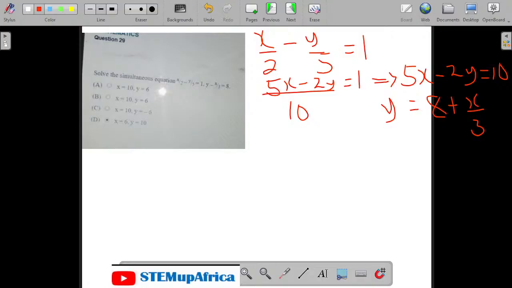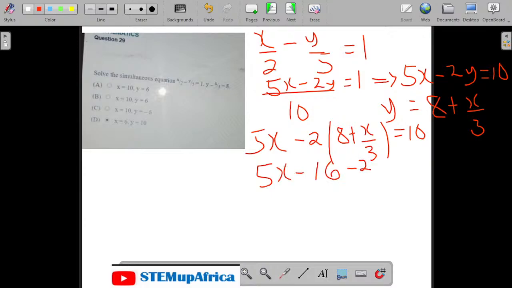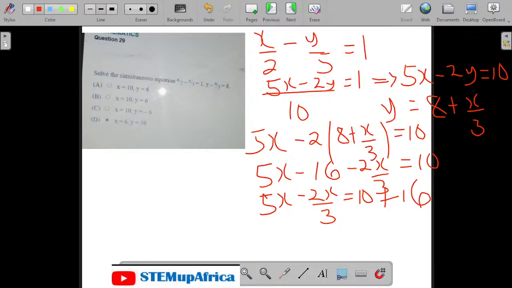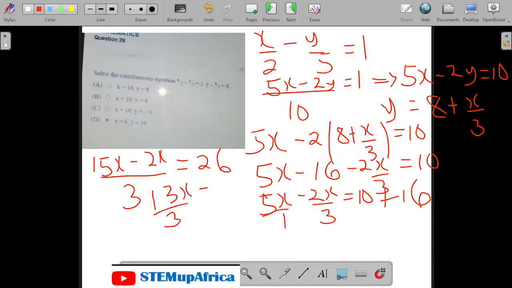So let's put that y now into equation 1, which is 5x minus 2y. Wherever I see y in that expression, I'm going to put 8 plus x over 3. So that will give us 5x minus 2 into 8 plus x over 3 is equal to 10. If I multiply through, here will give us 5x minus 16 minus 2x over 3 is equal to 10. So I will collect like terms by transferring 16 to meet 10. That will give us 5x minus 2x over 3 is equal to 10 plus 16. At the same time, I will take the LCM, which is 3. So here will give me 15x minus 2x over 3 is equal to 26. So 13x over 3 equals 26.